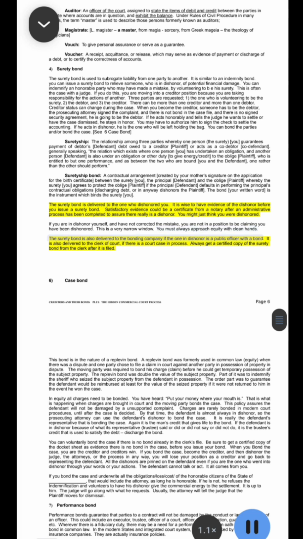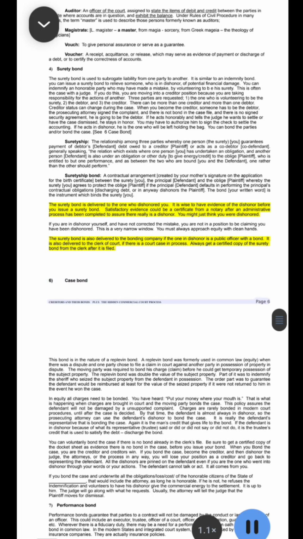The surety bond is also delivered to the bonding company if the one in dishonor is a public officer with a bond. It is also delivered to the clerk of court, if there is a court case in process. Always get a certified copy of the surety bond from the clerk after it is filed. Case bond.